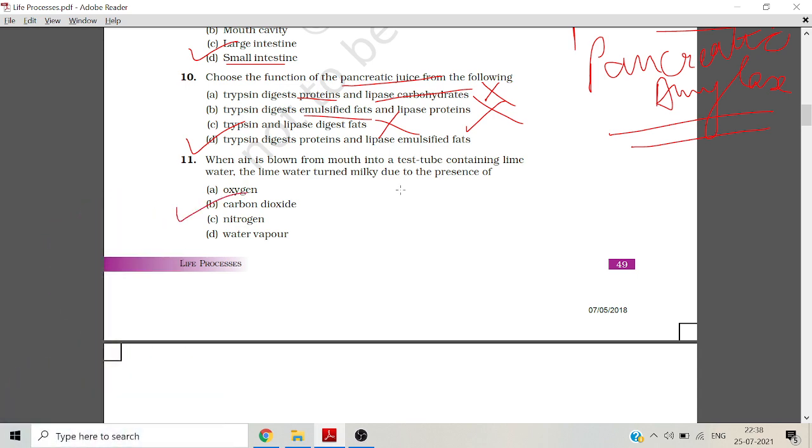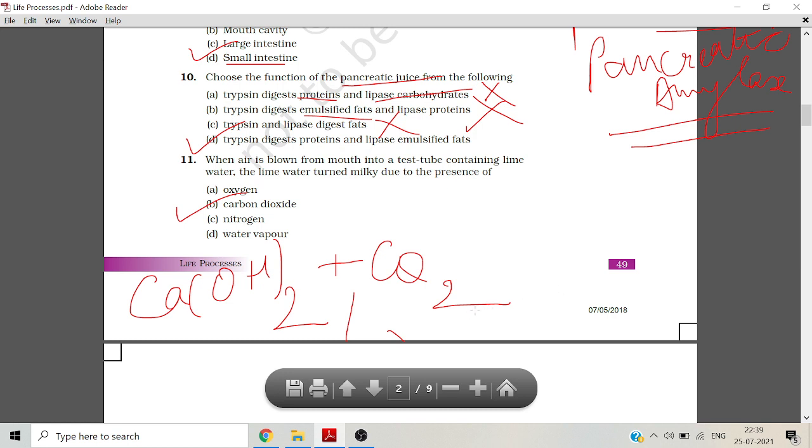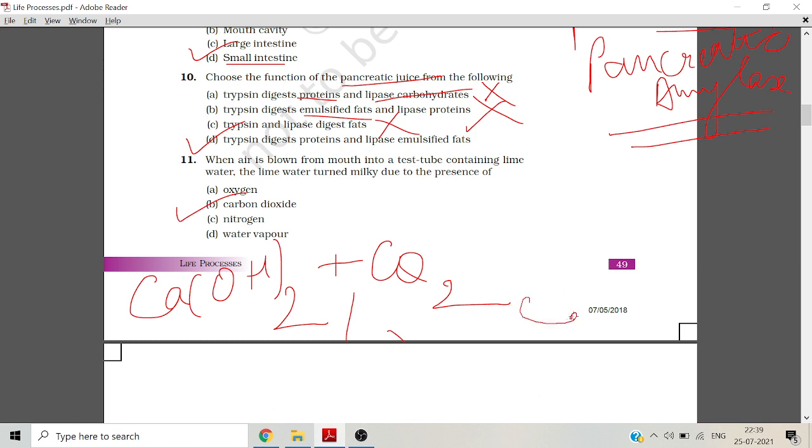Let me tell you the reaction, because I am also studying chemistry. I like chemistry very much. That's why I'm telling you the reaction. Your lime water is calcium hydroxide, an aqueous solution, right? Plus, if I pass carbon dioxide gas through this, it turns milky. What do I mean by that? Because of the formation of calcium carbonate plus H2O. Calcium carbonate gives it a milky appearance. So this is the answer to this question.